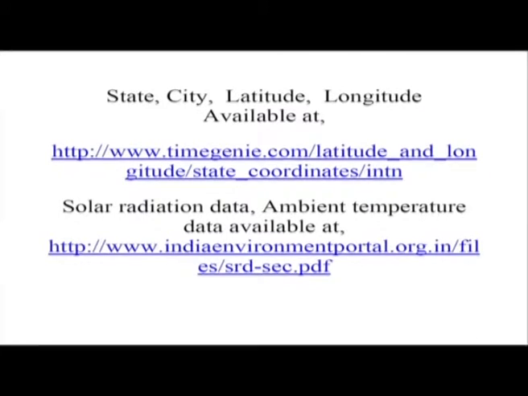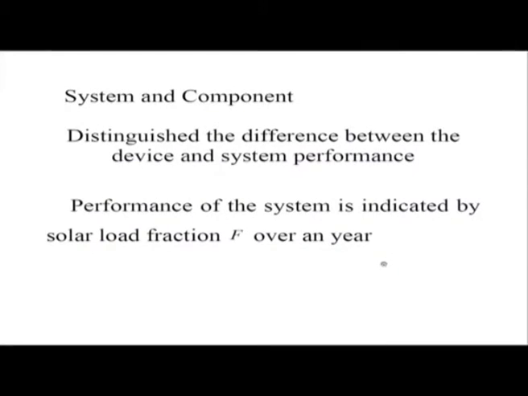And then we briefly considered, to solve some problems, state, city, latitude, longitude are available at the website given. Similarly, sufficient solar radiation data for the Indian locations is available at the other website, which is shown over here. And then we distinguished between a system and a component.